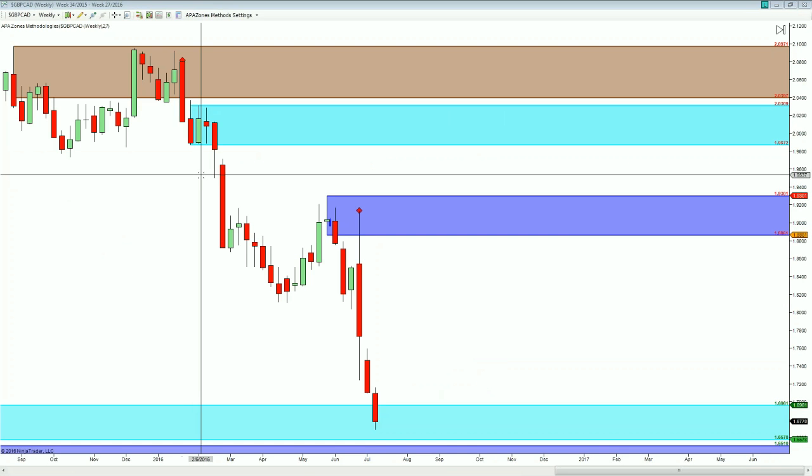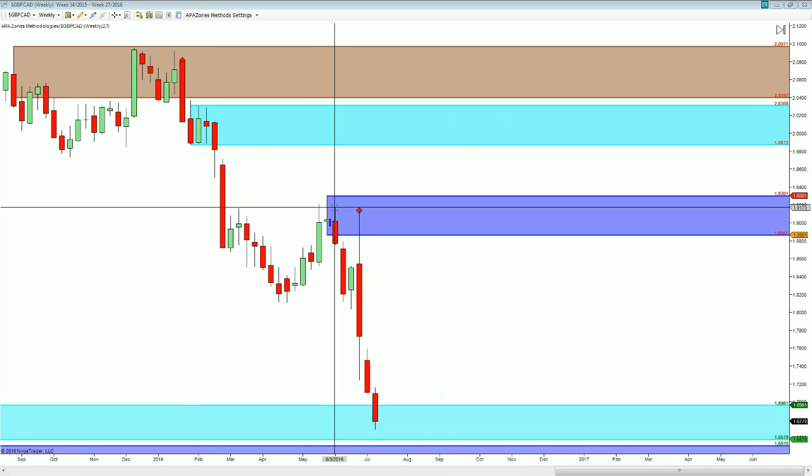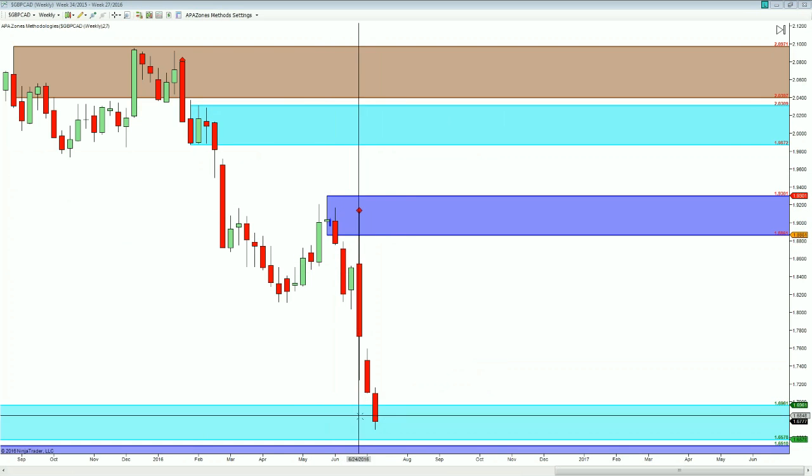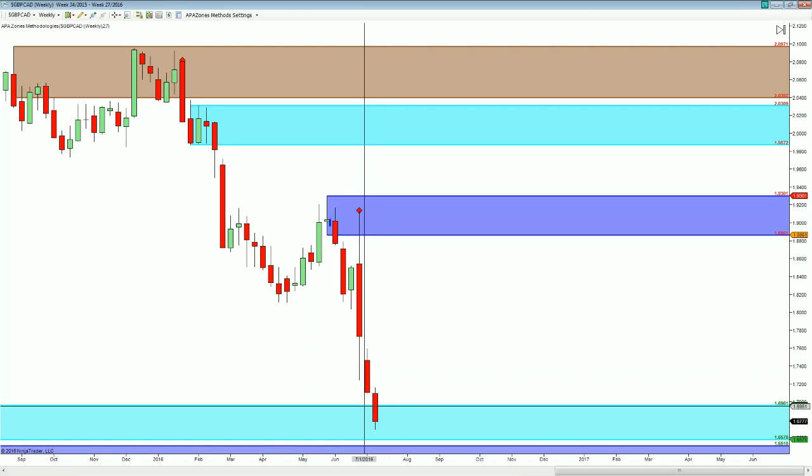Looking at the GC market, okay, the pound CAD is moving to the downside, and we're in a fresh weekly level right here.